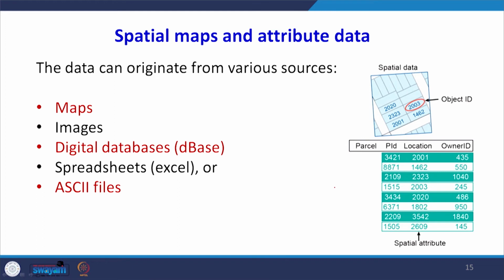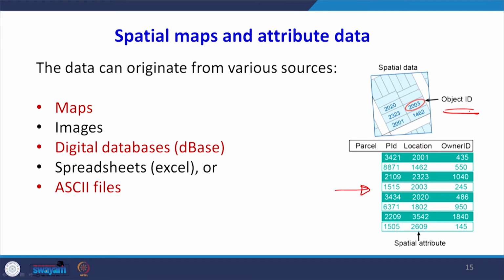If I select any record in the attribute table, this will be highlighted actually here. For example, the object ID 2003 had been highlighted. So if I select object 2003, that will be picked up in the table also. So that is all two-way communication.